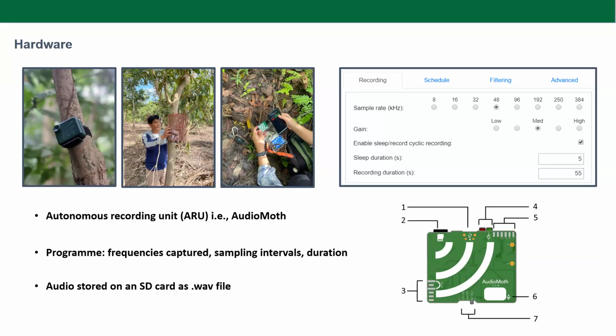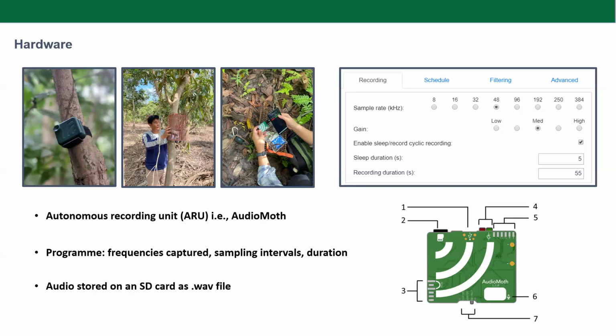And as you can see, we also put the device in a cage because there's a lot of risk of damage from animals, especially macaques, because they sometimes just steal the audio moth, and sometimes squirrels just go and eat the device. So we really need to secure them. Also our area is in the floodplain, so it gets flooded frequently.